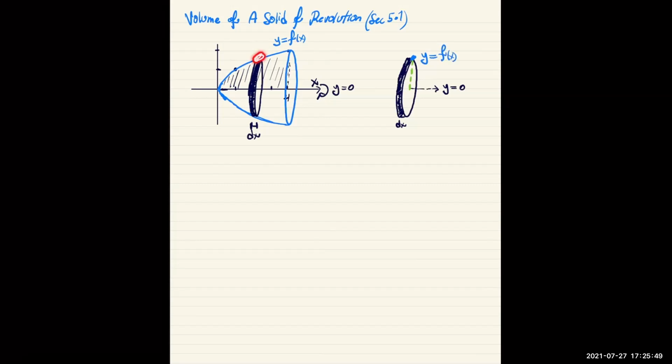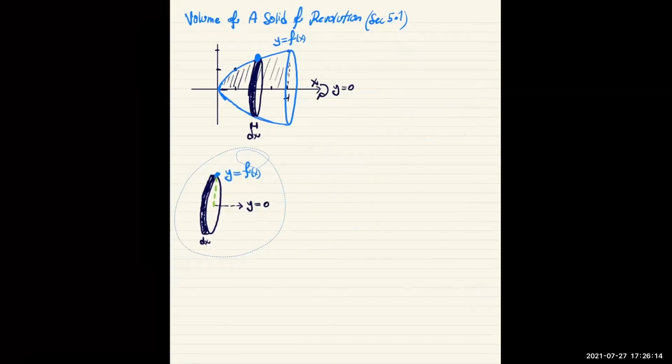That point is on the graph y equal to f of x. So if I'm finding the radius of the cylinder, I just do f of x minus 0, or just f of x. Let me move this down here. Let's make it a little bigger.